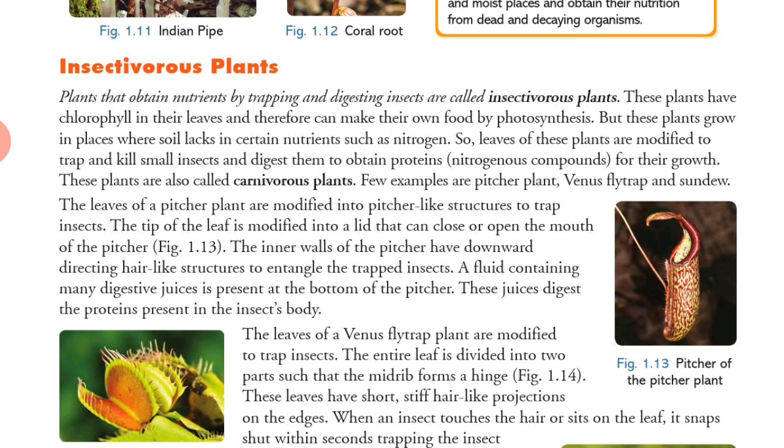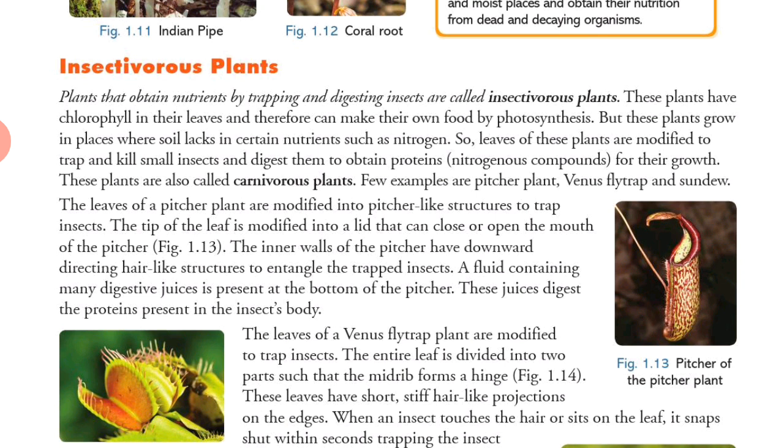The leaves of a pitcher plant are modified into pitcher-like structures to trap insects. The tip of the leaf is modified into a lid that can close and open. The inner walls of the mouth of the pitcher have downward-directed hair-like structures to entangle the insects. The fluid containing many digestive juices is present at the bottom of the pitcher. These juices digest the proteins present in the insect's body.